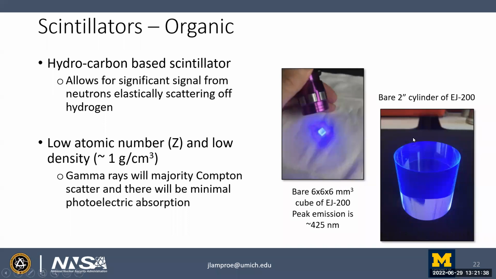And so we have two pictures of some EJ200s, I think they both are, with some light on them so you can see them glow, which is, I think, really cool to look at.